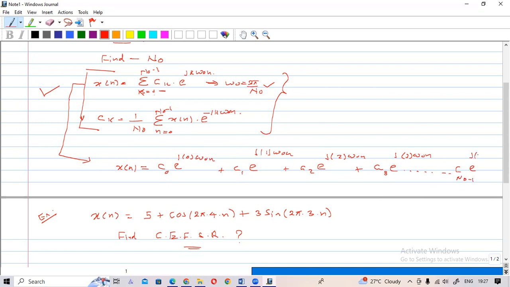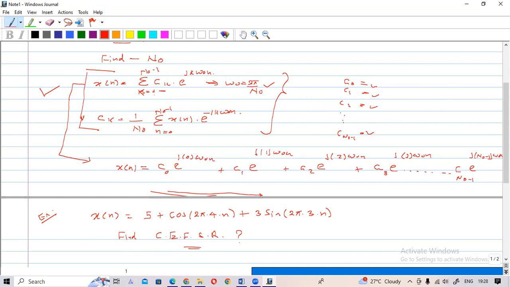Here c_k is n_0 minus 1 omega_0 n. Okay, so you will have this kind of series, this kind of expression, if you expand this equation. Then you can find c_0, c_1, c_2 up to c_(n_0 minus 1) using this identity, this c_k identity. You can calculate them.